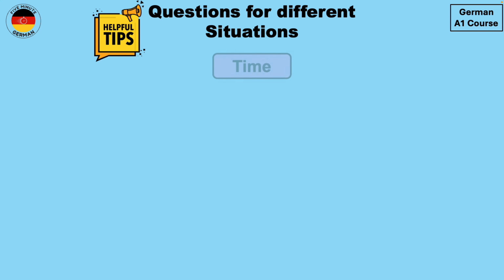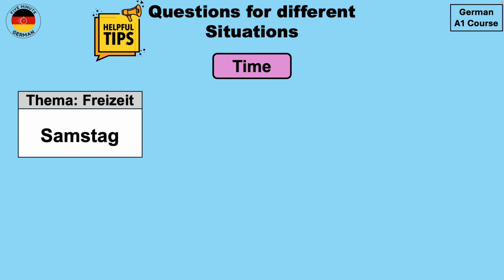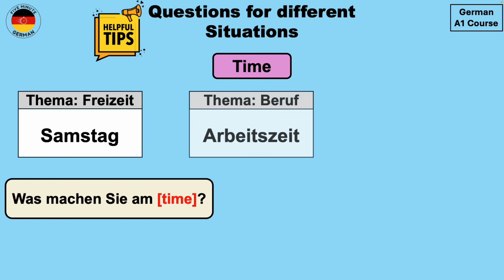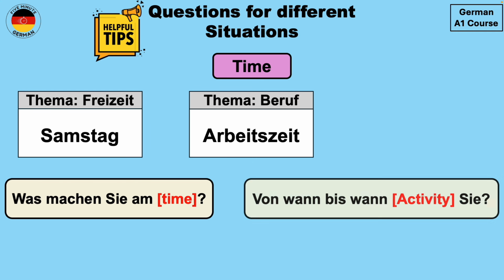Now if you have a topic or word related to time, for example, Samstag, then you can use the question, was machen Sie am Samstag? If it was Wochenende, then you would have said, was machen Sie am Wochenende? Or if it is something related to a period of time, for example, Arbeitszeit. So this is an activity which has a fixed duration. So in this case, you can ask the question, von wann bis wann arbeiten Sie? From when till when do you work?